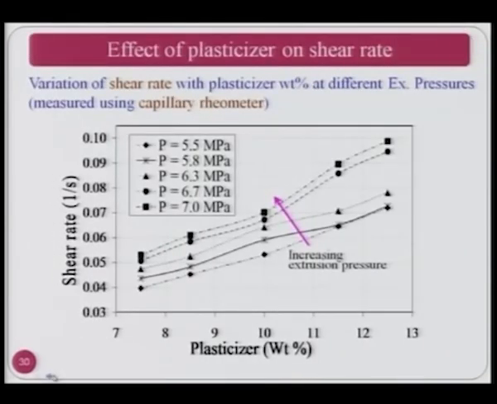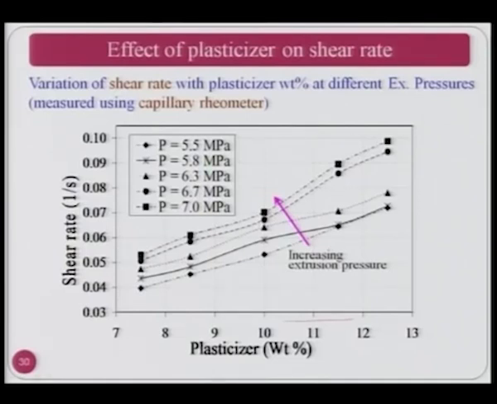Now effect of plasticizer on shear rate. Variation of shear rate with plasticizer weight percent at different experimental pressures measured using capillary rheometer. You can clearly see that as weight percent of the plasticizer is increasing, shear rate is increasing, and the arrow indicates the increasing extrusion pressure.